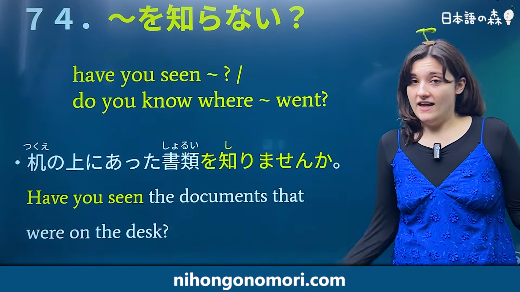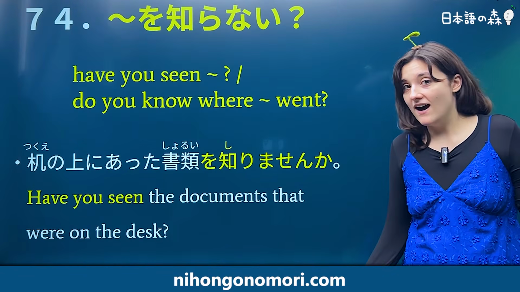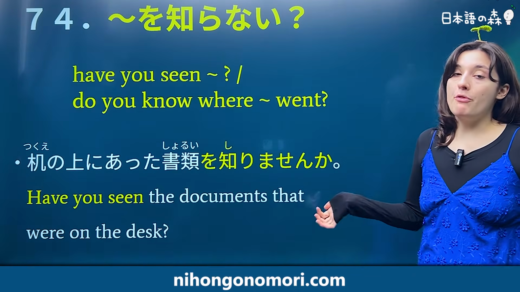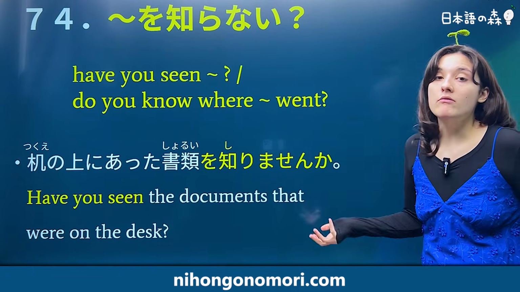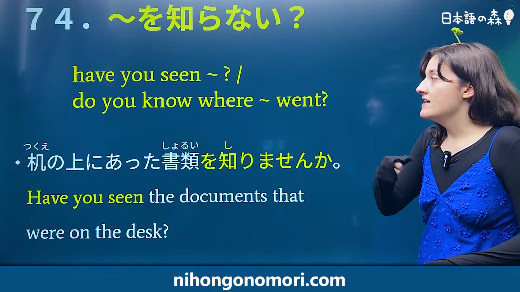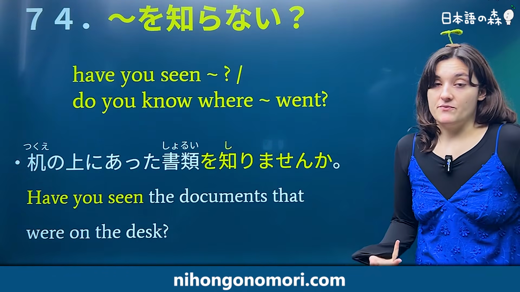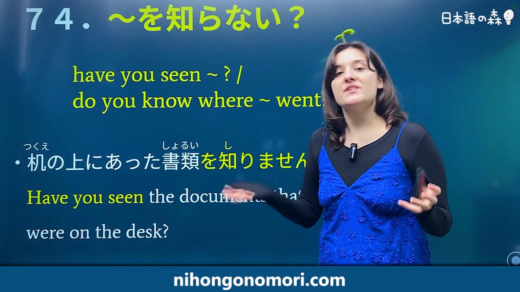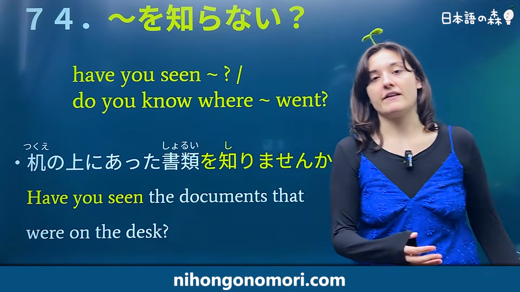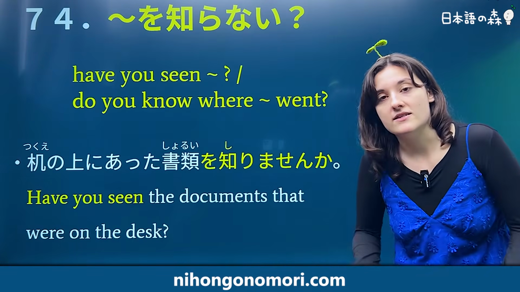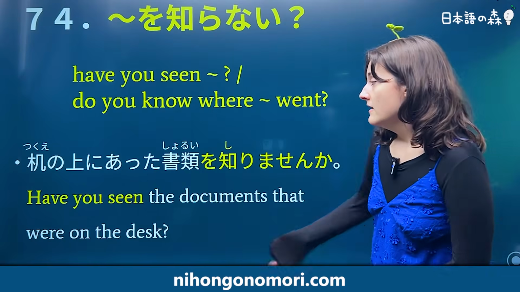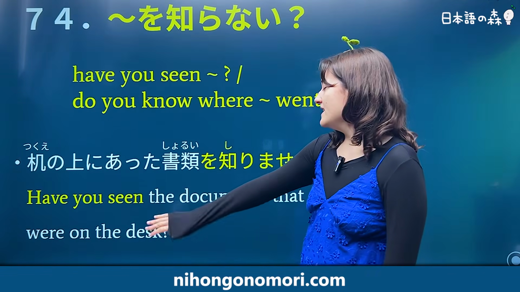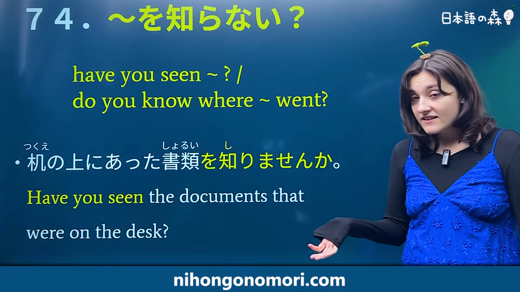何々を知らない? 知りません? 知りませんか? So, we know the verb 知る as to know things, to know people, for example, but you can also use it about objects, for example, and in that case, it'll mean like, have you seen where I put something? Like, where did it go? It's lost. Can you help me find it, right? 机の上にあった書類を知りませんか? Have you seen the documents that were on the desk, right?